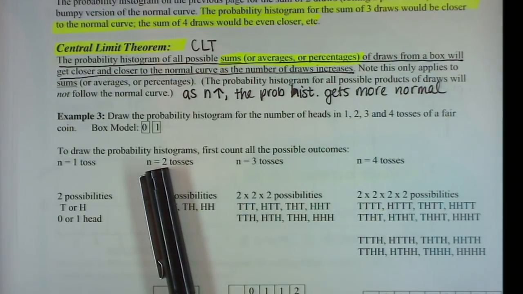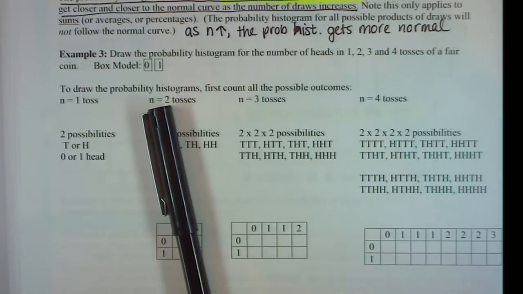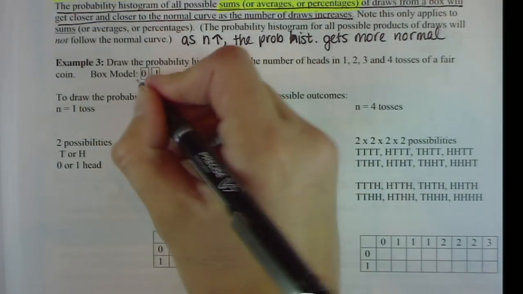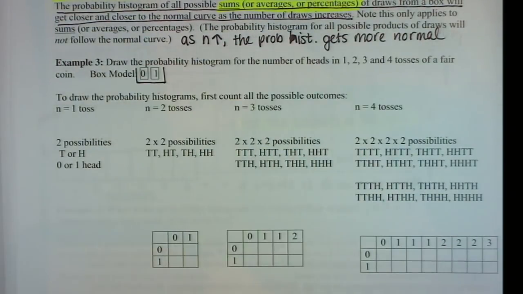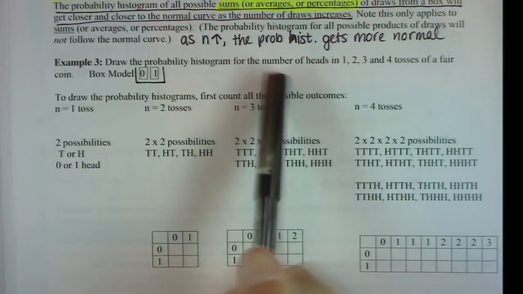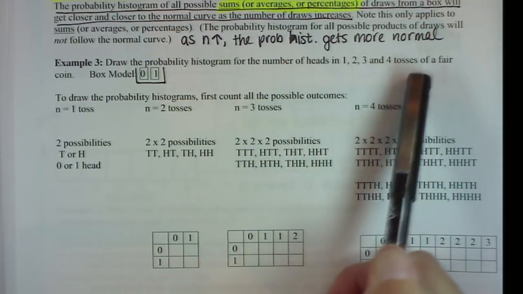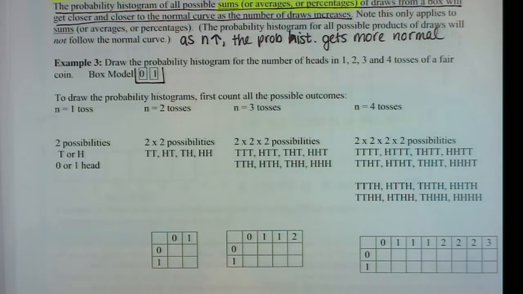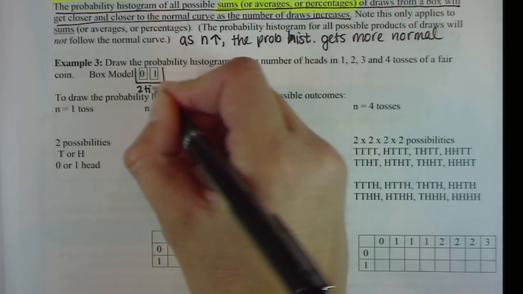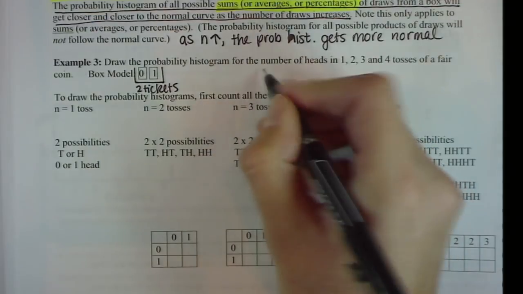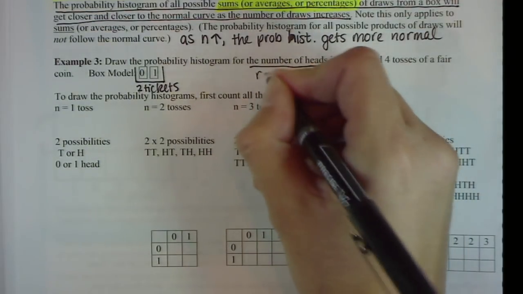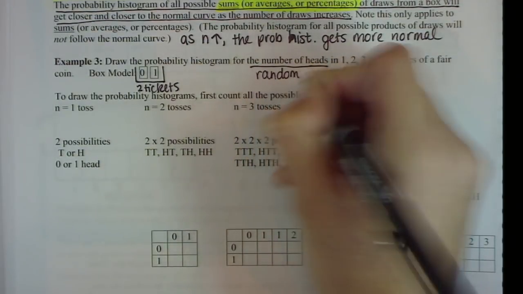But it's super nice. So let's see, I don't know if we have to do all of this, but let's see. If I have flipping a coin, it says draw the probability histogram for the number of heads in 1, 2, 3, and 4 tosses of a fair coin. So one toss, so here's my box model. I have 2 tickets. We've done the coin before, right? The random variable is the number of heads.